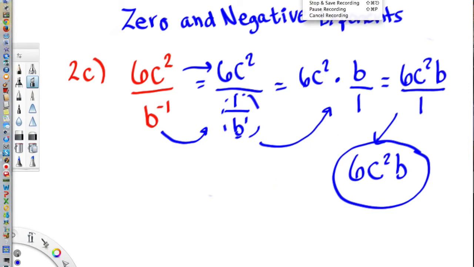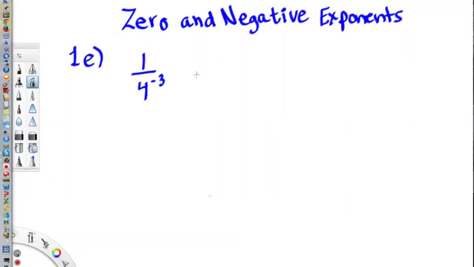Okay. The next problem we'll be looking at is 1e, and this is 1 over 4 to the negative third power, or 1 divided by 4 to the negative third power. First thing is, I'm just going to transfer this over. Okay, and what does 4 to the negative third power mean? It means 1 divided by 4 to the third power. I'm doing repeated division here. A negative exponent means repeated division. So I'm dividing 1 divided by 4 to the third power, 4 cubed.